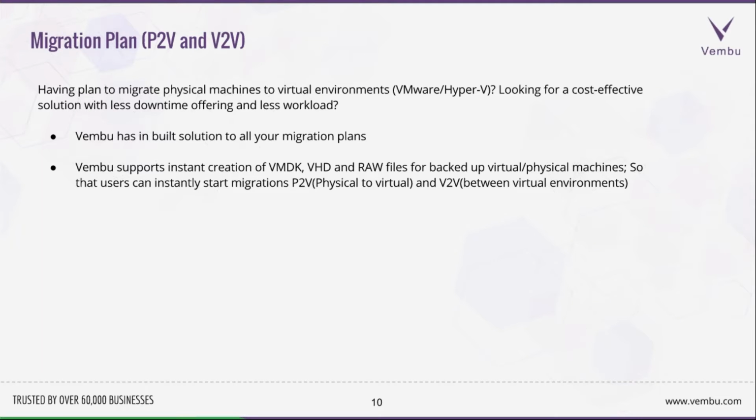So when we speak about migrating between physical to virtual or virtual to physical or between hybrid virtual environments like VMware to Hyper-V or vice versa, you can do it instantly with Vembu BDR, where Vembu supports instant creation of VMDK, VHD, raw files of the backed up physical or virtual machine, so that the users can instantly start migrating between P2V, V2P or V2V. So this solution has inbuilt migration plans in it.